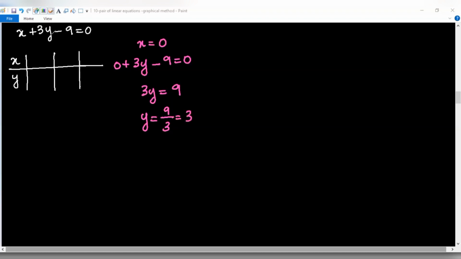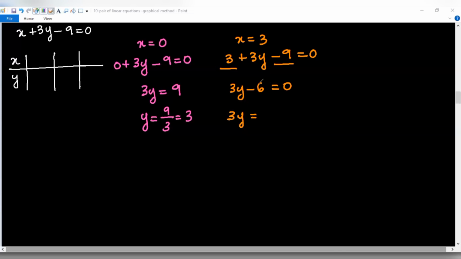Now, next one, if we take x equal to 3. If x equal to 3, see here we have a 3 and here also we have a multiple of 3. That is why I chose 3 here. Okay, x equal to 3. So it will become 3 plus 3y minus 9 equal to 0. 3 minus 9 is minus 6. So 3y minus 6 equal to 0. That is 3y equal to, minus 6 going to the right side, so it is positive 6. Now y equals 6 by 3. That is 2.